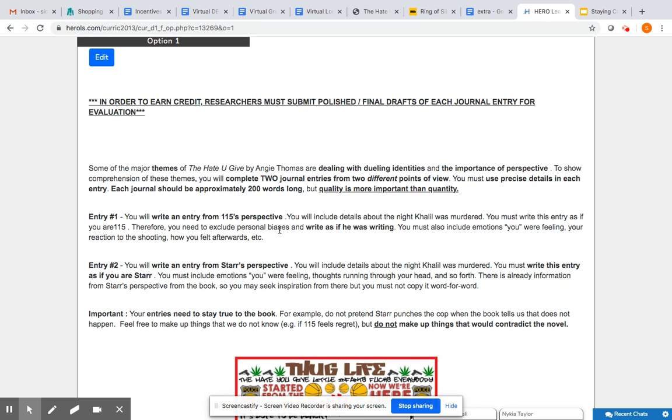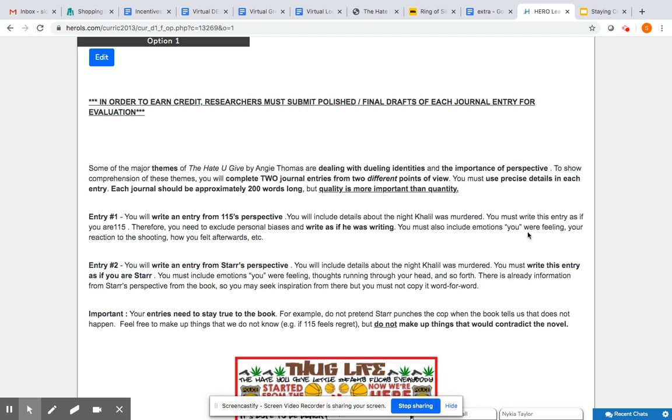So even if you don't like 115, if you think he was wrong, to write this entry, you have to imagine you're him and you are speaking from his point of view, what was going through his mind that evening. Whether you agree with it or not doesn't matter. The ability to step into that other character's shoes is the skill that we're looking at. So write as if he was writing.